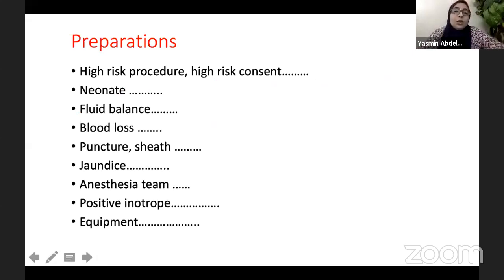Of course, we needed a lot of preparations. He is a high-risk patient. We need high-risk consent. He's a neonate, needs good neonatal care. The patient has neonatal jaundice, and the first line of treatment of this neonatal jaundice was good hydration, which was difficult in presence of this decompensated heart failure and markedly depressed LV function. He needed a very meticulous fluid balance in order not to have his bilirubin levels elevated.